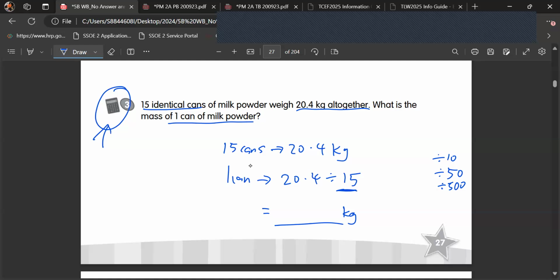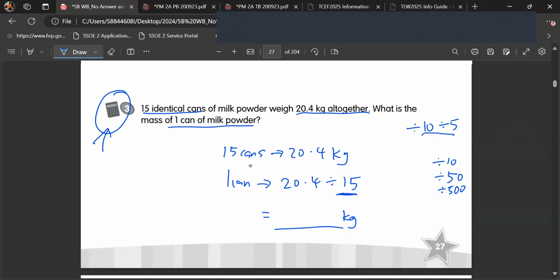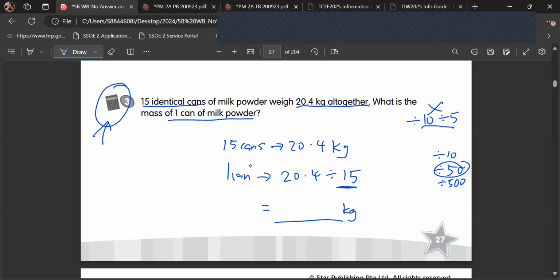Divide by 10, divide by 5, what would that be? Remember? If you divide by 10, then you divide by 5, you're actually dividing by 50. So that's not correct either. Now practice punching the calculator. Can you punch 20.4 divided by 15? 1.36. Skylar, by pressing the calculator, the answer is already here.